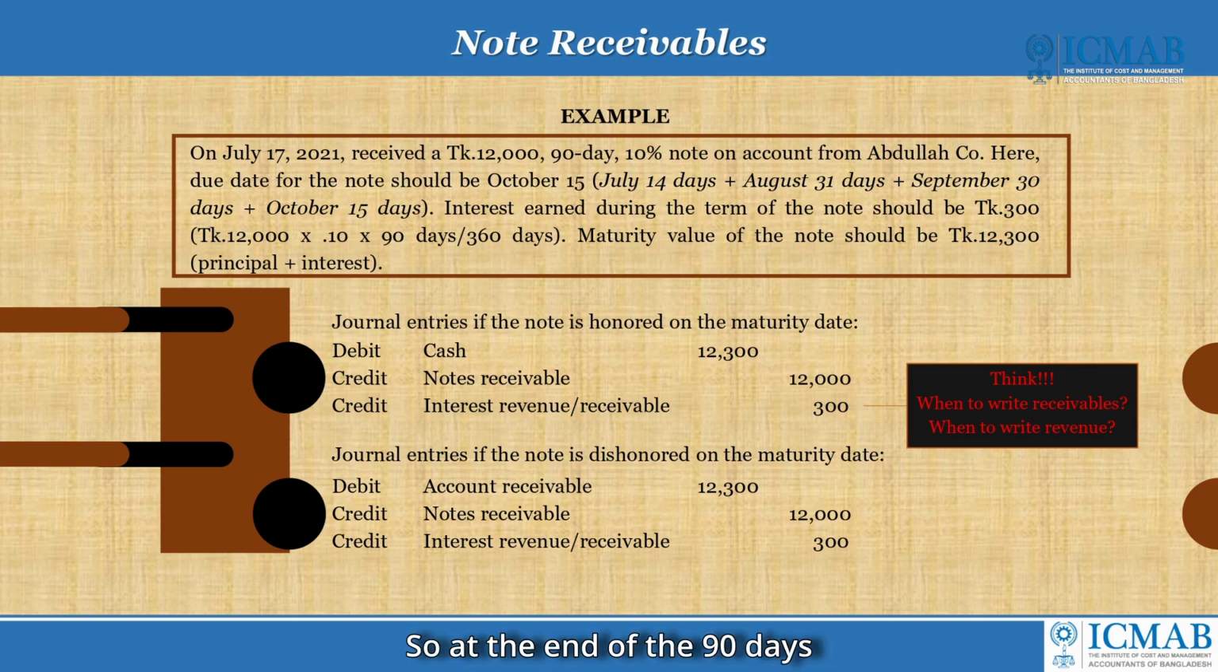So at the end of the 90 days period, if the note is honored, the journal entry should be cash account debit 12,300, note receivable account credit 12,000, and interest revenue or receivable account credit 300. But if the note is dishonored on the maturity date, then the journal entry should be account receivable account debit 12,300, not the cash account, and then note receivable account credit 12,000 and interest revenue and receivable account credit 300.